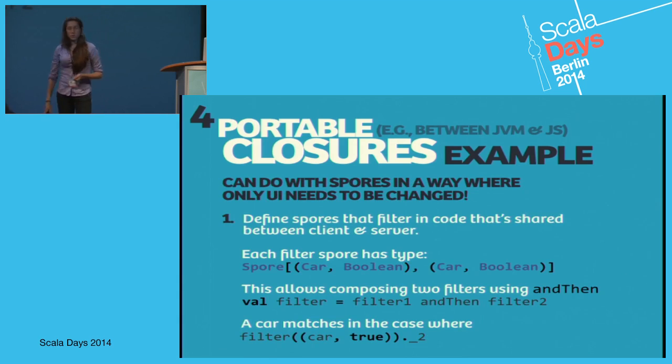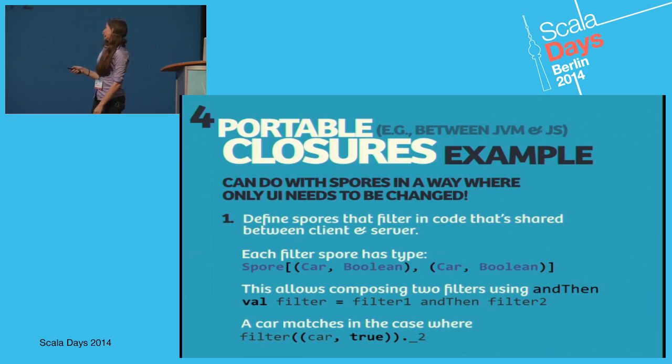And if you do it this way, where you start composing functions, the observation is that you really only have to change the UI. You can define spores that are shared between the client and the server. By the way, this works with Scala.js. We have a small example of this, where each filter spore, the spore that represents the user's selector, has a type like this, and it looks like this because it has to be composed.